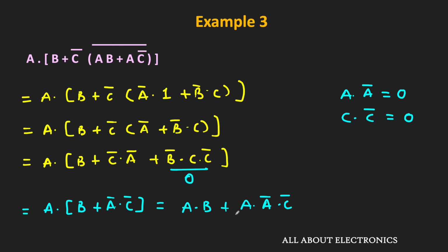and once again, this a dot a bar will become 0. That means this term will also become 0. And at the end, we will have a b. That means this entire term is equivalent to a b. So in this way, using the De Morgan's law, we can simplify the Boolean expression.